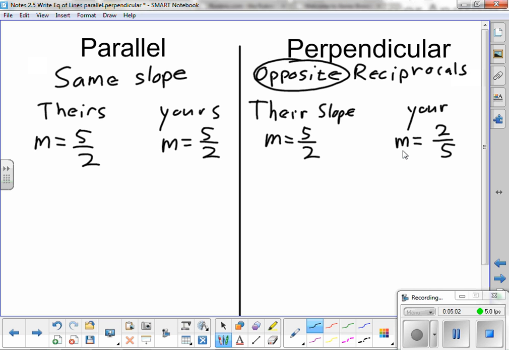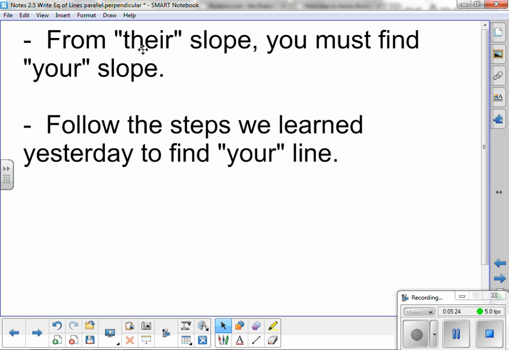Now the word opposite in math, most of the time in this case, means a negative. So you take the opposite sign. So opposite reciprocals, opposite signs, and they flip over. So it flips over and changes signs. Okay, so those are going to be the keywords. Parallel means that your slope matches theirs. Perpendicular means that you got to take their slope, flip it over, and change the sign. So be careful about where you see those.